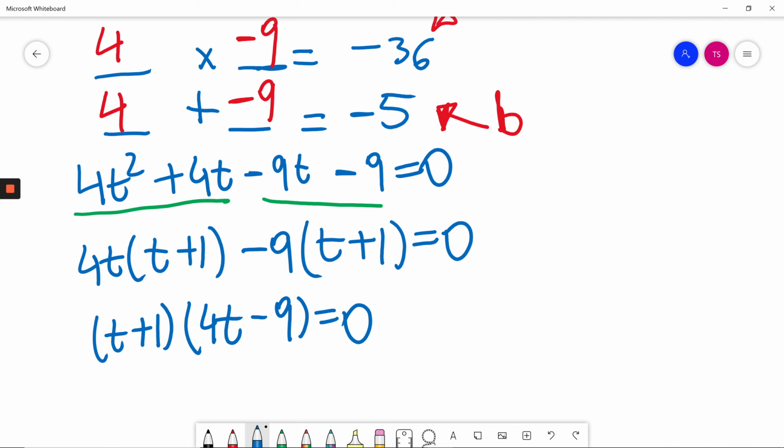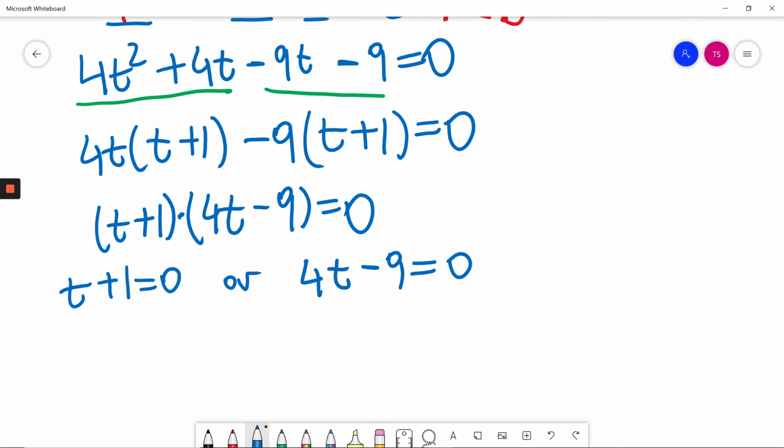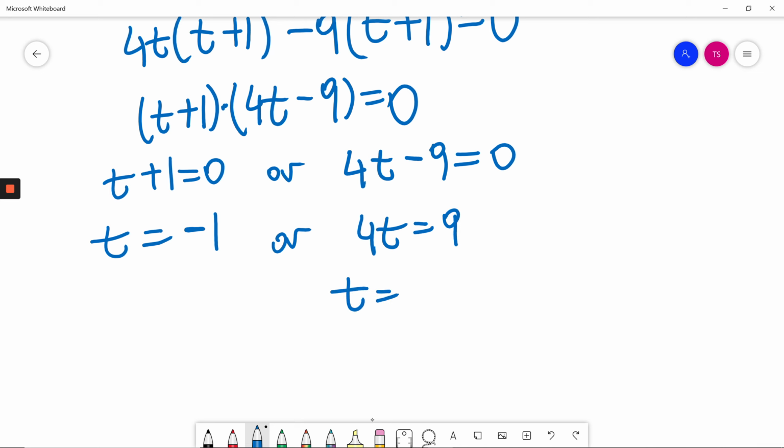Now I multiply two terms. When I multiply two things and I get 0, first thing is 0, so t plus 1 is 0, or second thing is 0, so 4t minus 9 is 0. So first equation, t is equal negative 1, and second equation, 4t is equal to 9, so t is equal 9/4.